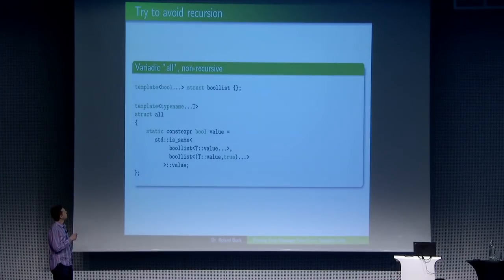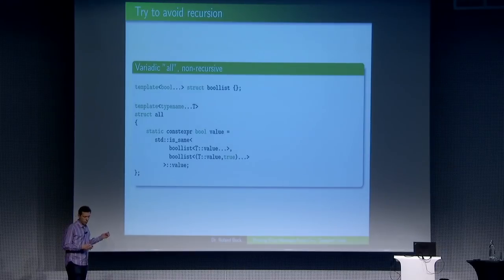So you can use a helper class that takes a bunch of bools, and then you compare the bool list filled with your own values to a bool list with the same number of values, but using the comma operator, turning all of these values into true. So you compare your values to something where everything is true, which is the condition that you want to check for, right? And you use is_same to make sure that these two are the same. And so you have no recursion anymore.